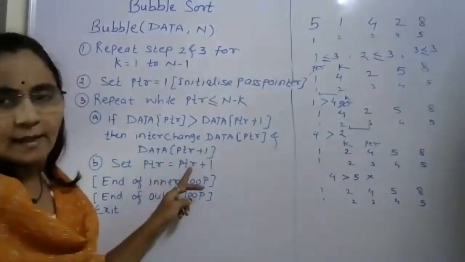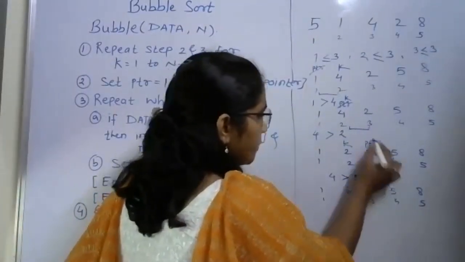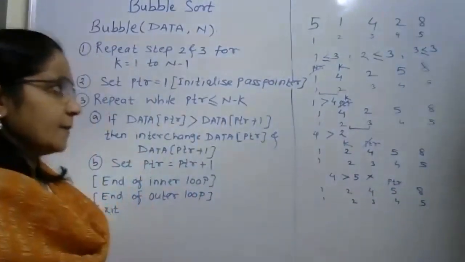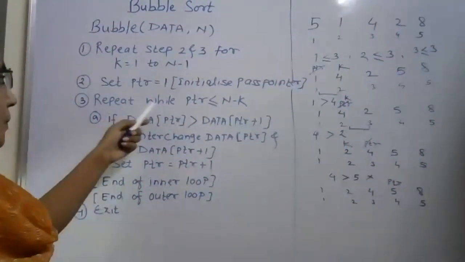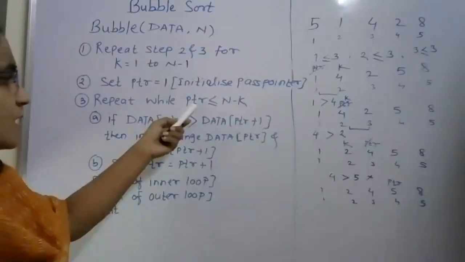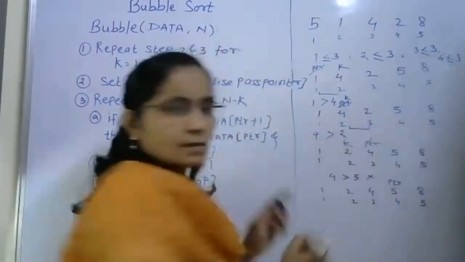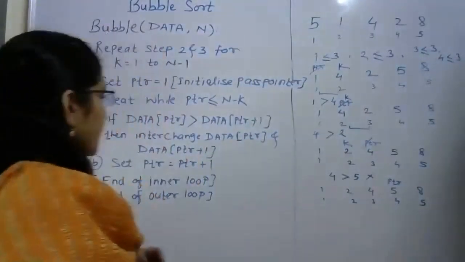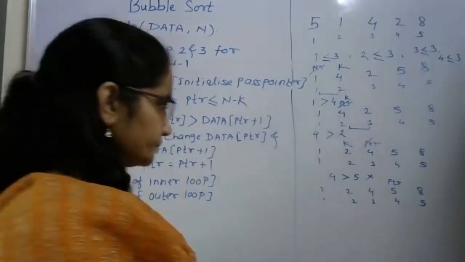Now PTR equal to PTR plus 1. What is the value of PTR previously? 3. So 3 plus 1, that is 4. So the new pointer is at location 4. Now your control goes back to the loop. What is the value of PTR? 4. Is 4 less than or equal to 3? The condition becomes false. So here is the end of the inner loop as well as the outer loop.